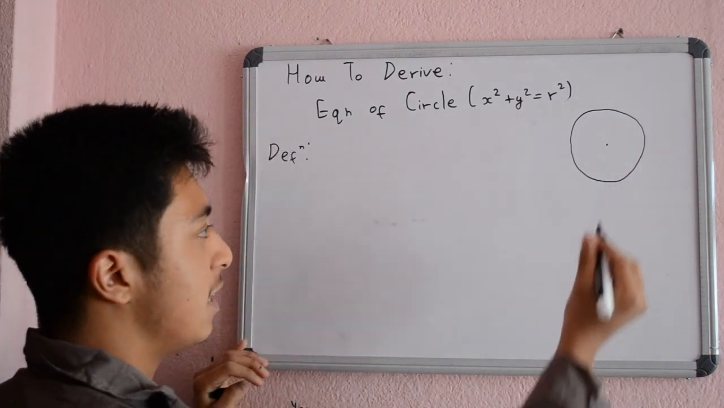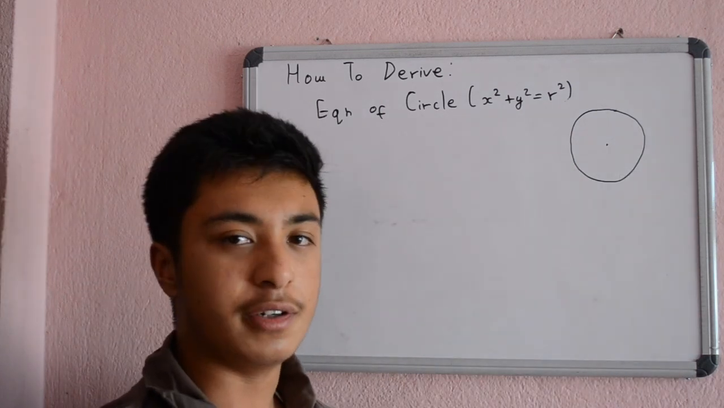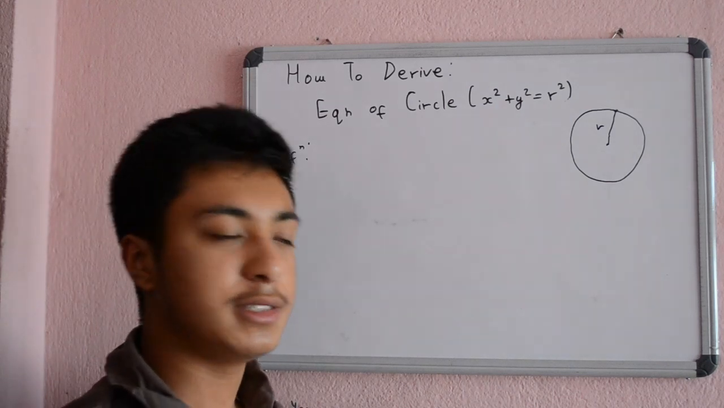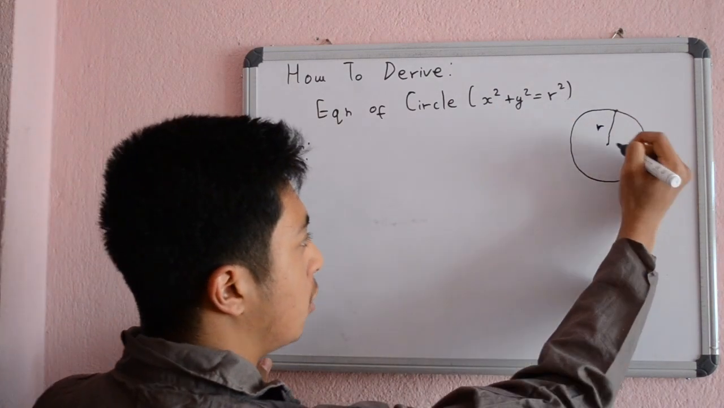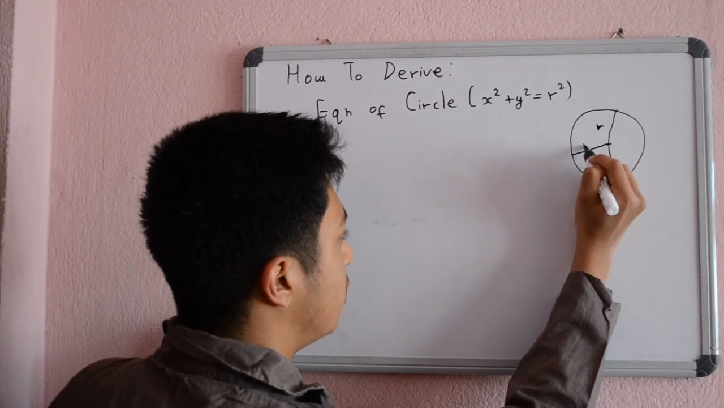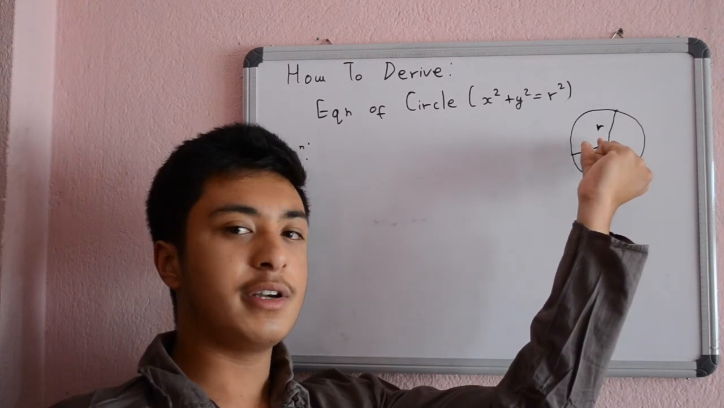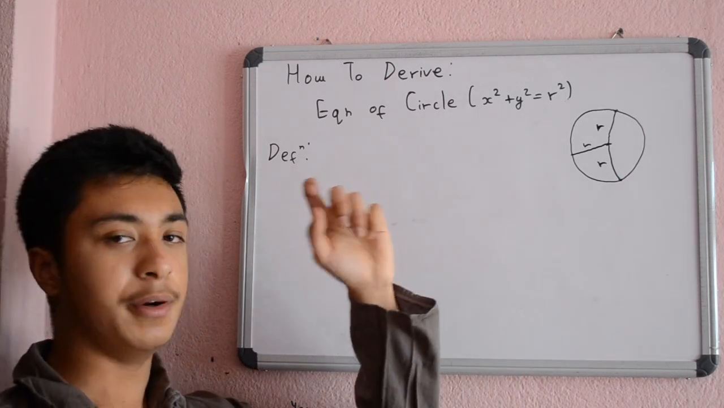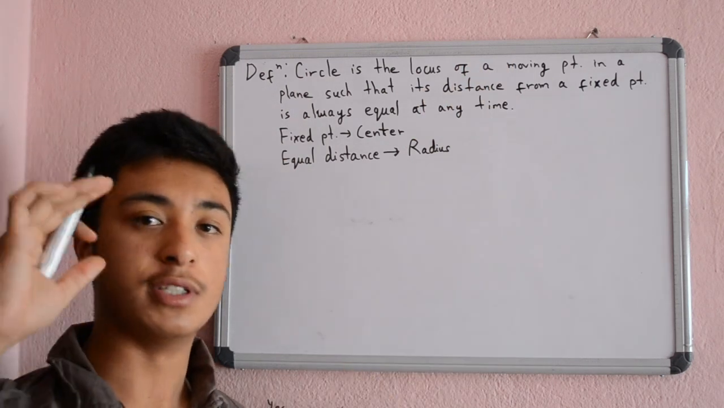What that means is, let's say we have a moving point right here, and this fixed point is called the center, and this distance over here is known as the radius. So at any time, for this point on the circle, this distance will always be the same. No matter where the point is, it will always be equal from this fixed point known as the center. So I'm going to write the definition right here. Now we have to use this definition to derive the equation of the circle.